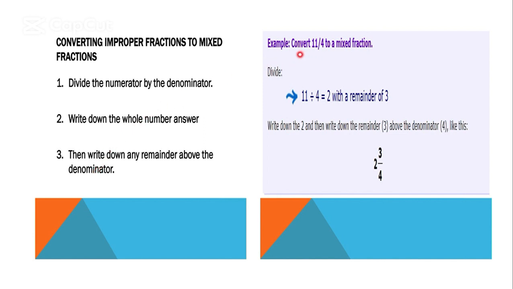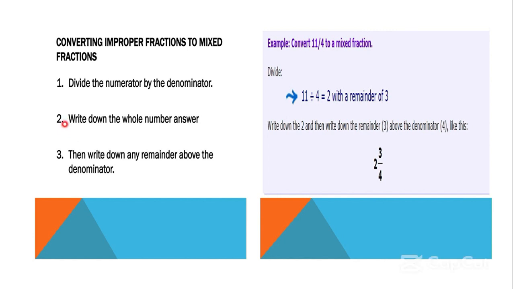For example, convert 11/4 to a mixed fraction. You simply divide 11 by 4. 11 divided by 4, you get 2, because you cannot use 3 since 3 times 4 is already 12. 2 times 4 is 8, so you have a remainder of 3.